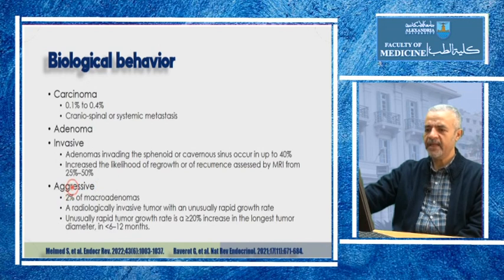And for an adenoma to be classified as aggressive, which only represents 2% of macroadenomas, first it has to be invasive and it has to be associated with rapid tumor growth rate. And rapid tumor growth rate is defined as 20% or more increase in the longest tumor diameter within a matter of 6 to 12 months.